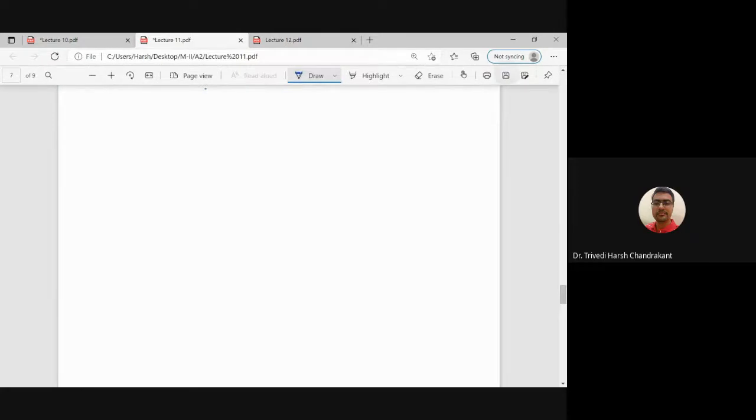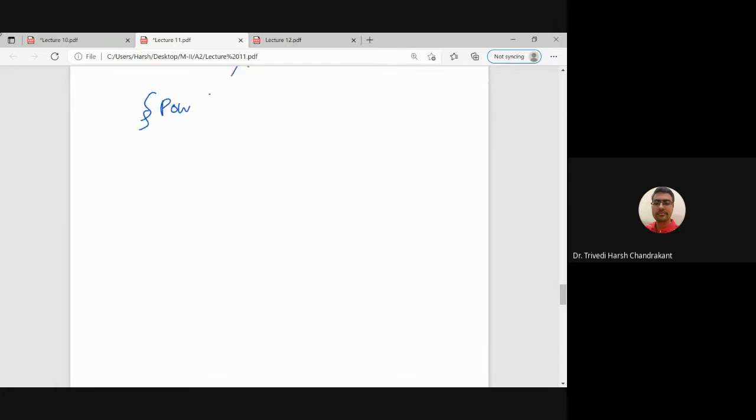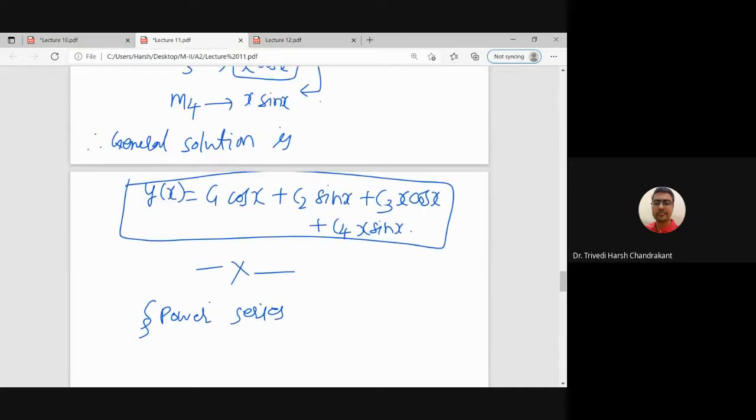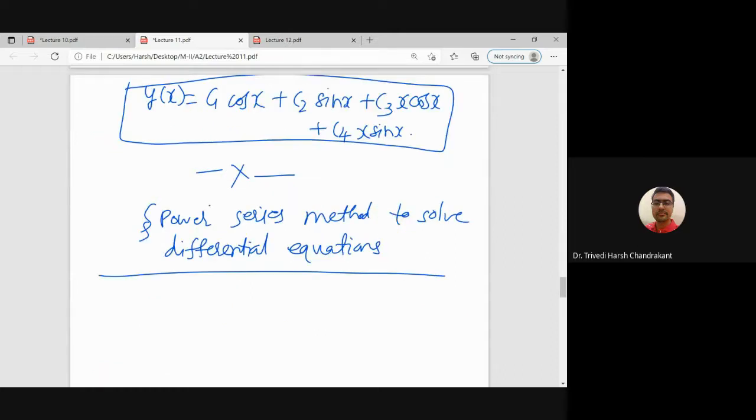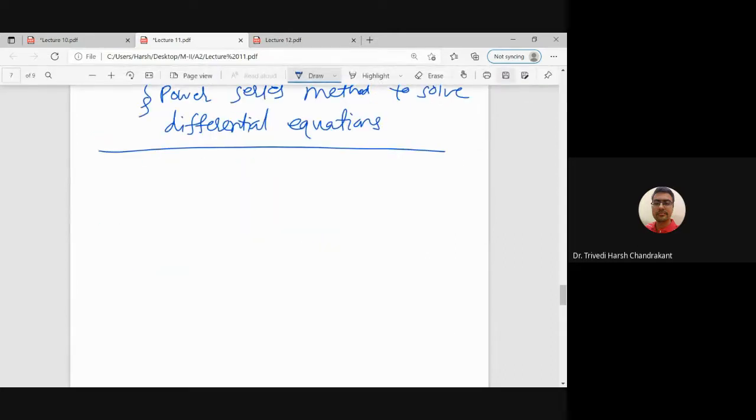Every time we assume that some function is a solution, and then we find out what that function is. So this is also the same method. The power series method to solve differential equations. This method is a general method. It can be applied to first order differential equations, second order also, and higher order also.